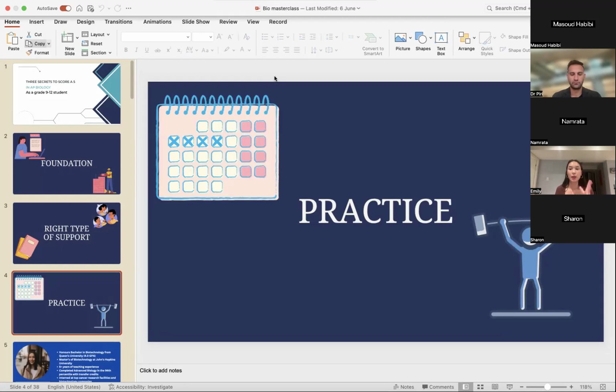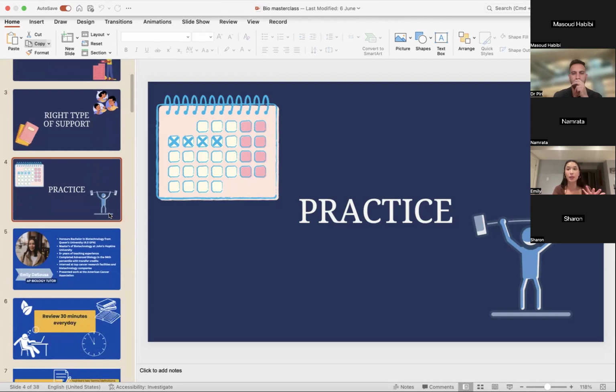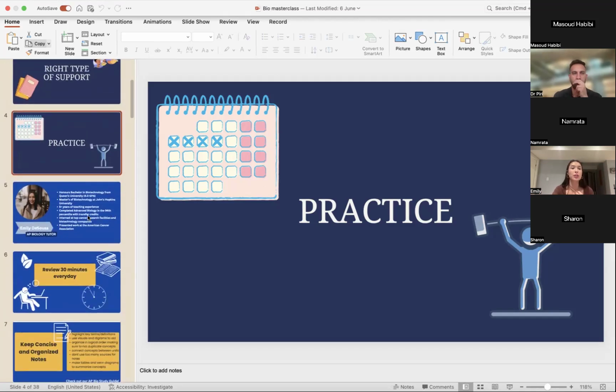So those are 3 pillars that you want to keep in mind as you're going forward. So having the right support, making sure you have all that foundational knowledge, and then making sure you're practicing a lot, especially with those FRQ questions. I'll show you what some of the FRQ questions look like, because that's typically where students struggle the most.